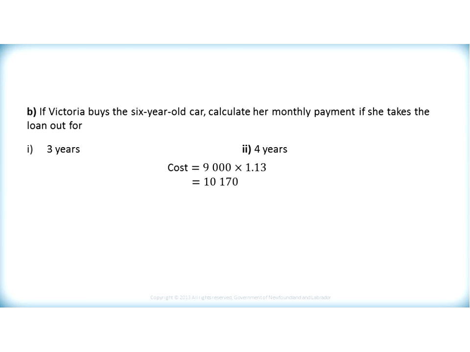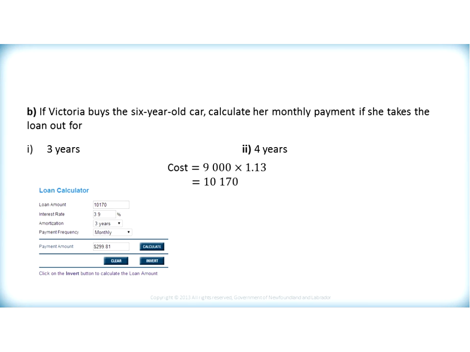So here's what my window looked like. My loan amount was $10,170. Interest rate is 3.9%. Amortization is 3 years, and the payment frequency is monthly. It gives me a monthly payment of $299.81.